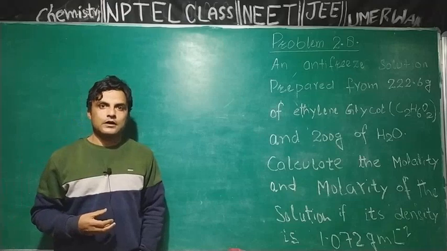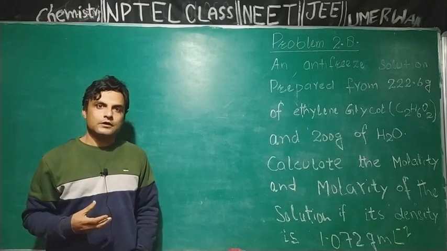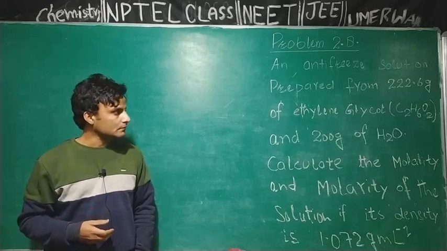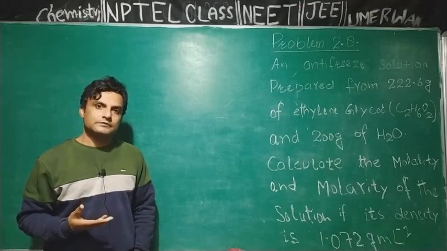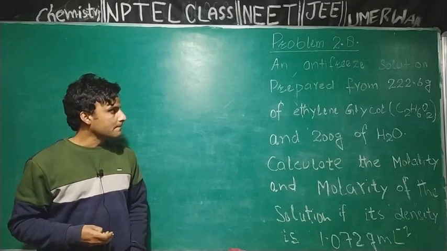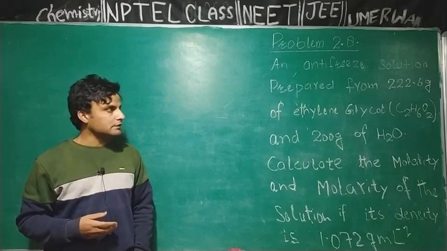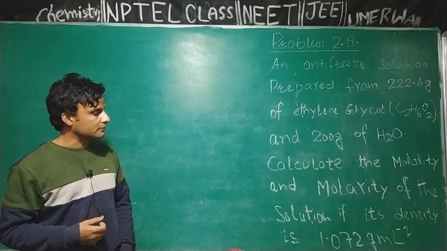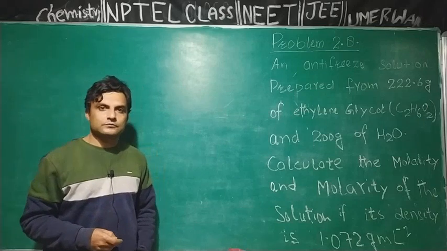Antifreeze solutions are used in car vehicles in order to prevent freeze of fuel, the liquid there in the engine. And this antifreeze used in engine is basically a binary solution comprising of ethylene glycol and water. Respective weights of solute ethylene glycol and solvent water are given. Now using these weights of solute and solvent, we have to calculate first molality of solution and then molarity, and density of solution is also given.